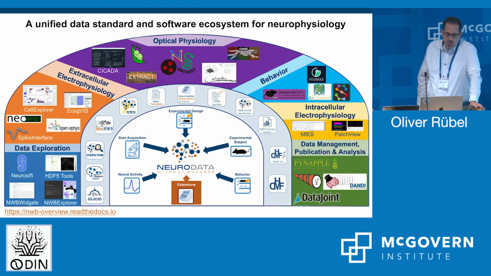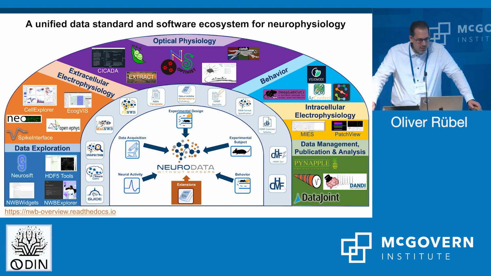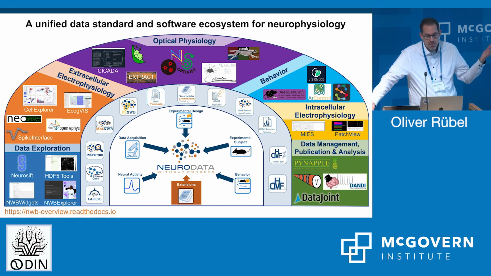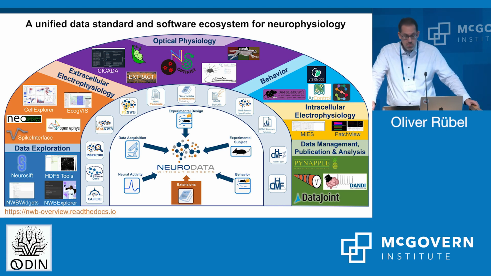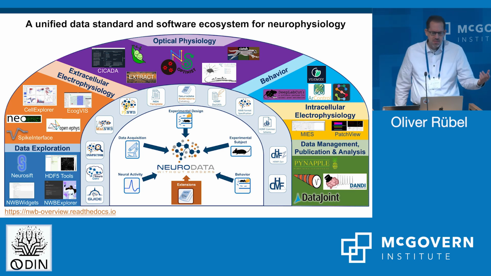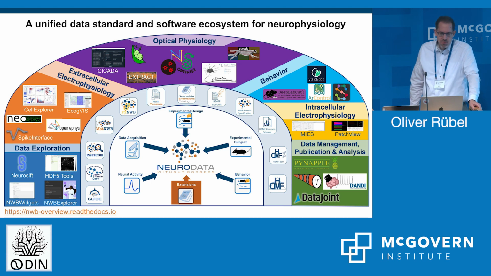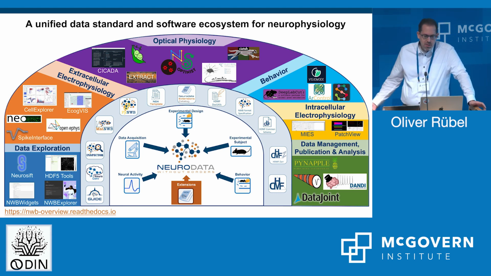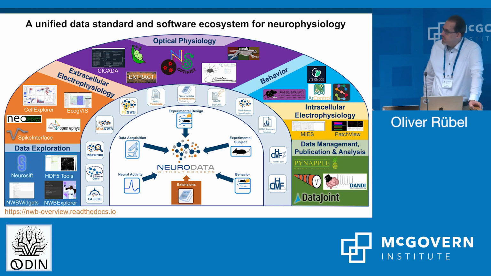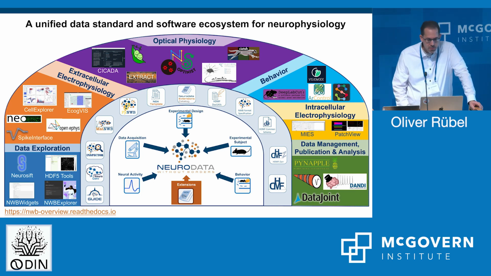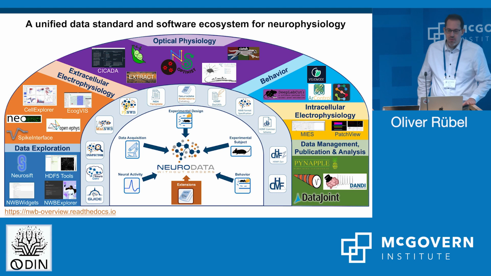and then a broad range of tools that are specific to different modalities, such as for extracellular electrophysiology recording, such as Open Ephys or SpikeInterface for spike sorting, analysis of optical physiology data, such as CaImAn, Suite2P, and others, as well as a broad range of tools, for example, for analyzing behavior, such as DeepLabCut and SLEAP for doing pose estimation. And so with this, NWB really provides a unified data standard and software ecosystem for neurophysiology.